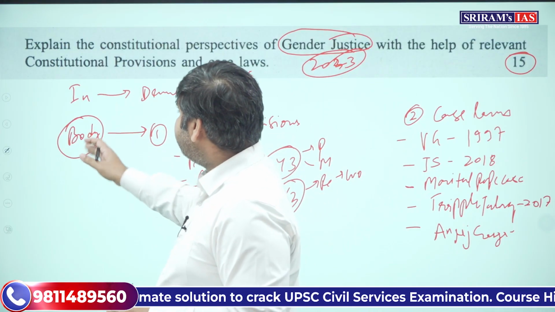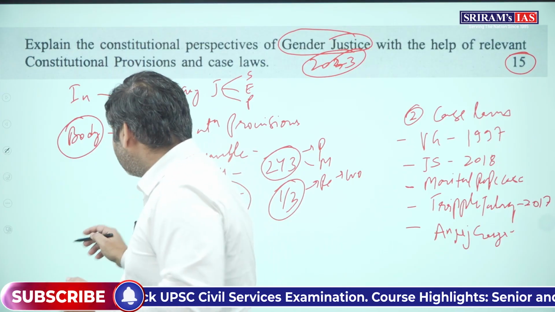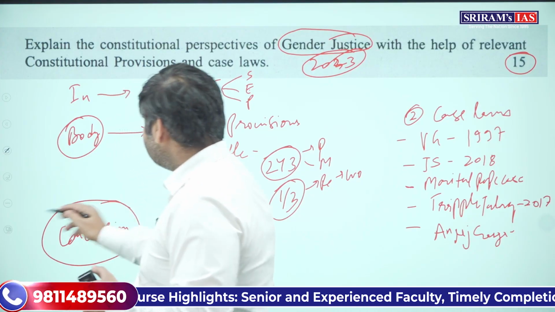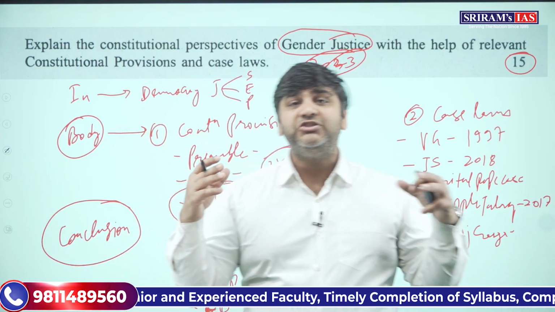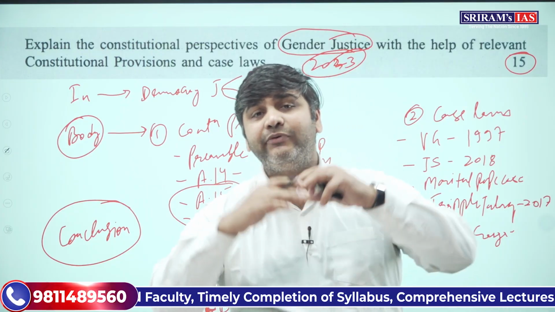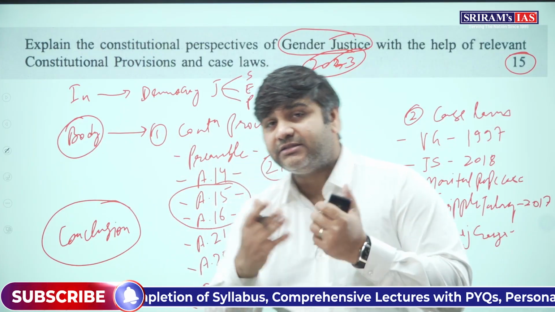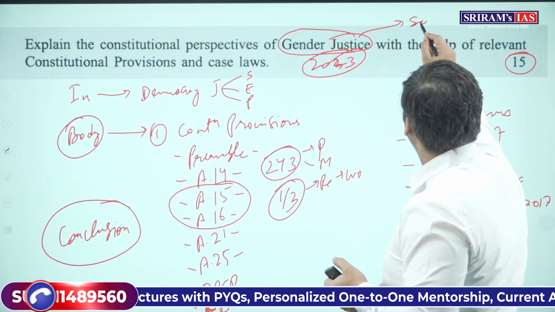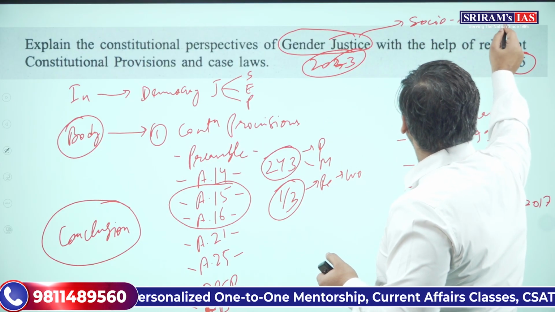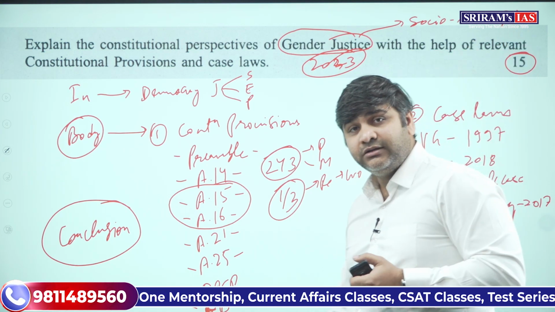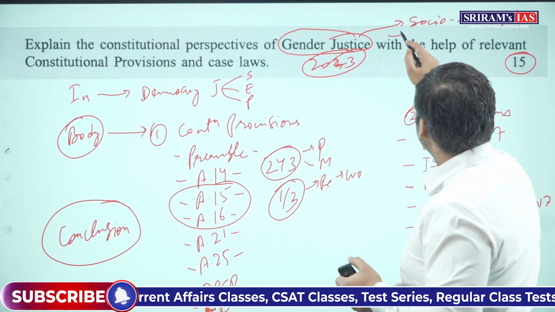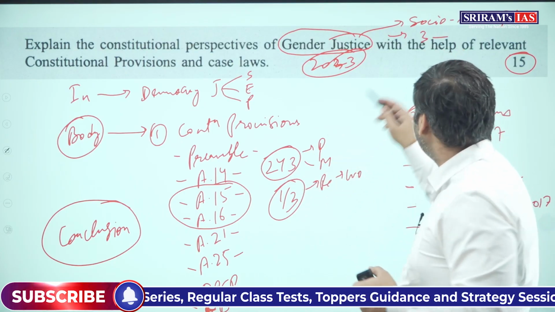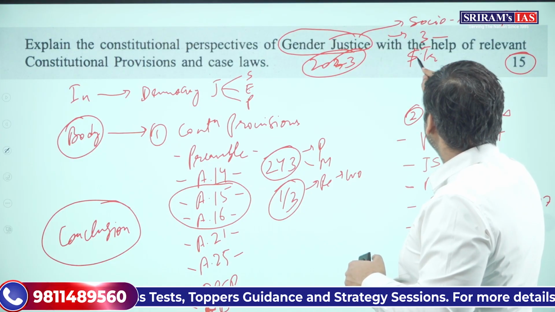Now, introduction and body, now there comes a conclusion also. What do you write in the conclusion? Conclusion, I always say, has to be much broader. You must show a broader picture of whatever has been asked. Now, if it is gender justice, you can link it with the socio-economic, political condition of the country. You can also link it with the economics, such as making India the third largest economy of the world or the 5 trillion economy.